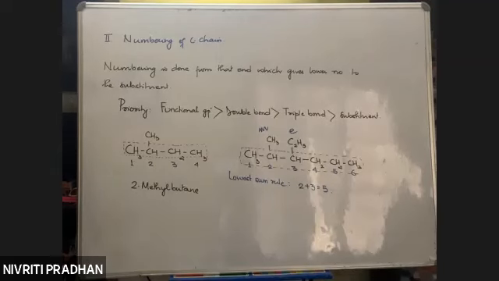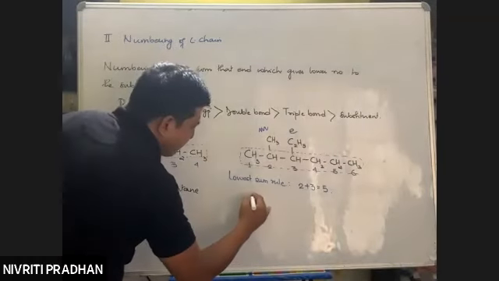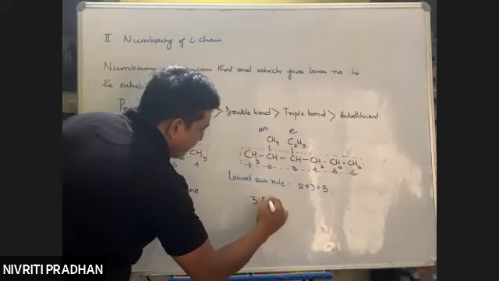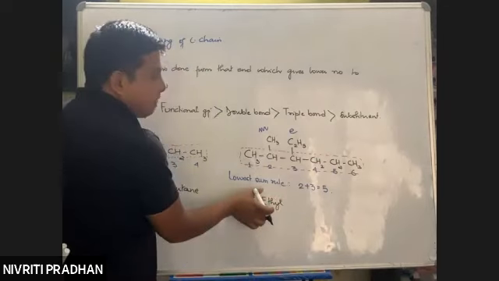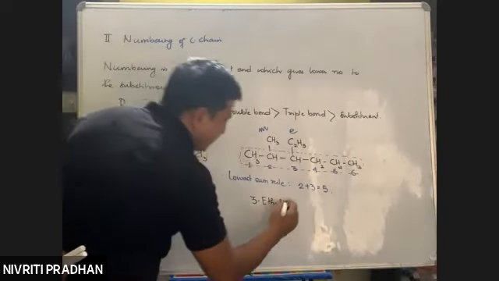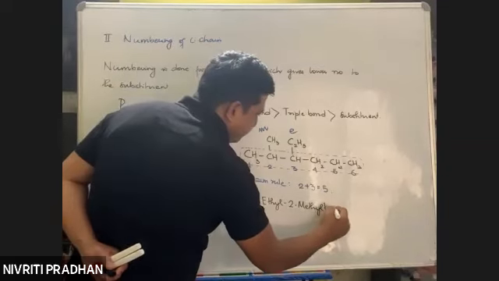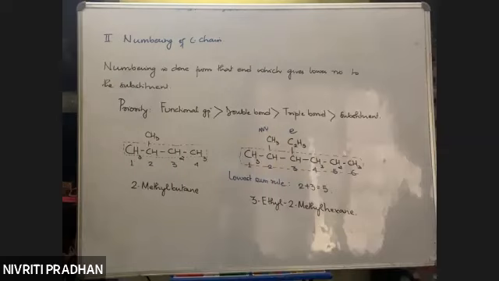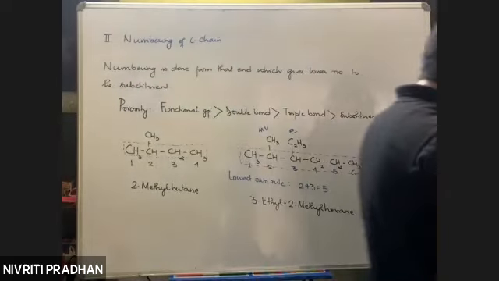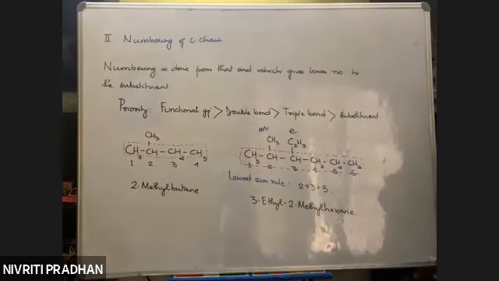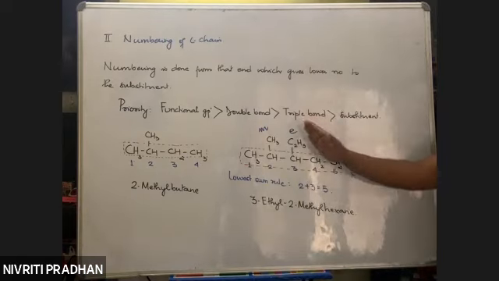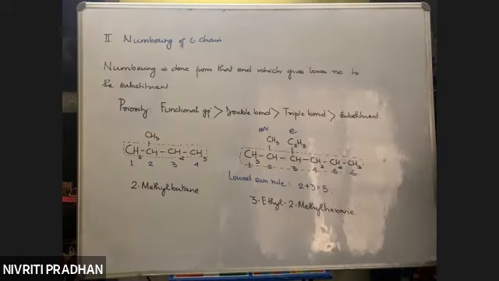So what is the name of this compound then? It will be 3-ethyl, why am I writing ethyl first? Because it comes first in the alphabetical order. 3-ethyl, then 2-methyl, then hexane. It will be hexane like this. So in case there are two different substituents, by alphabetical preference, the substituent which comes first in the alphabetical order will be named first.